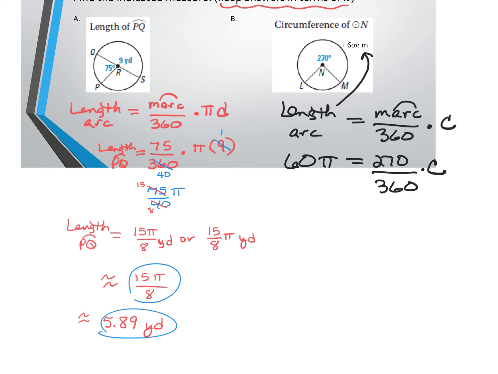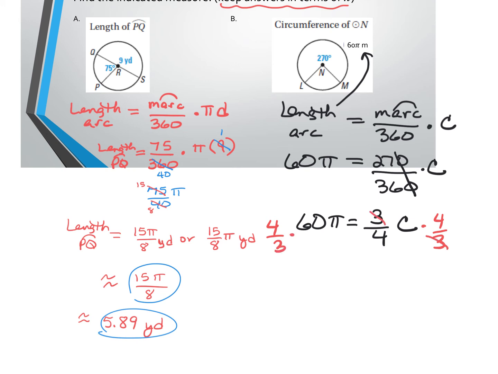Actually, I can divide this, and I'm going to leave it in terms of pi, because that's what the instructions said. So left in terms of pi, these zeros will cancel. I can also simplify 27 over 36, and this becomes 3/4. So 3/4 C equals 60 pi. I now need to divide both sides by 3/4. Whenever I see a fraction next to a letter, I know I'm going to be multiplying by the reciprocal.